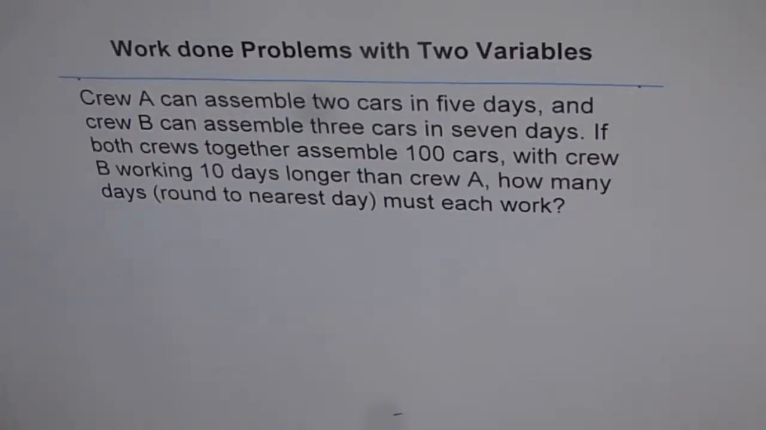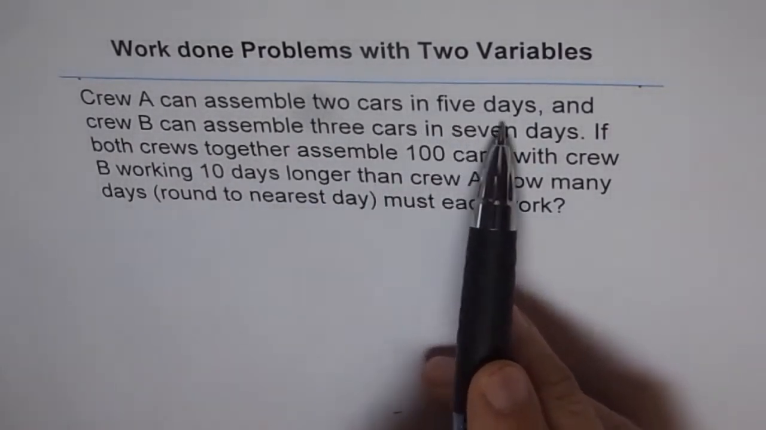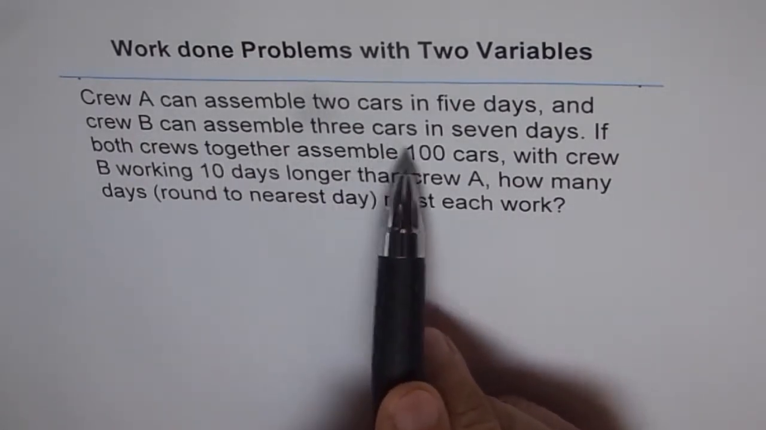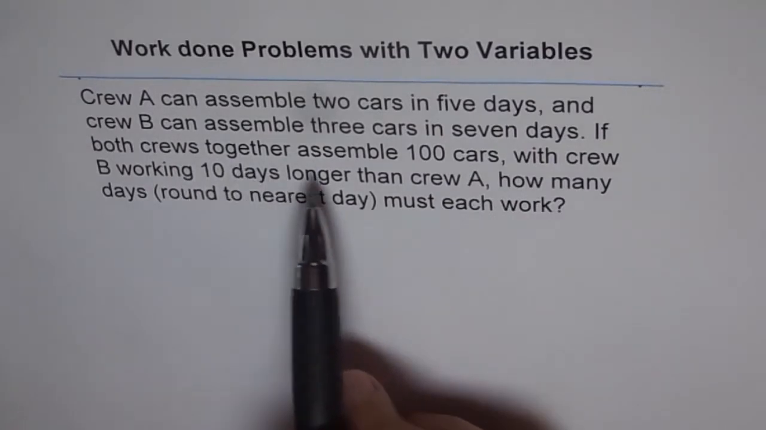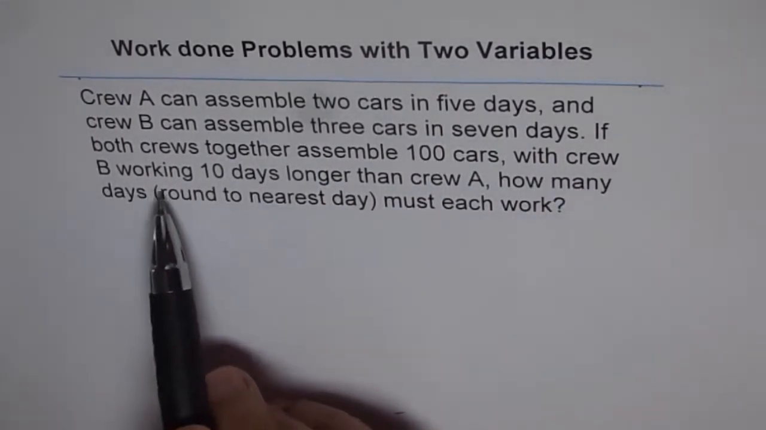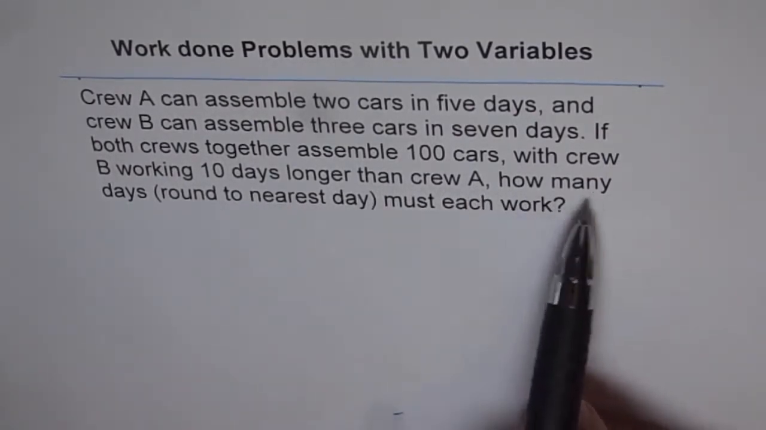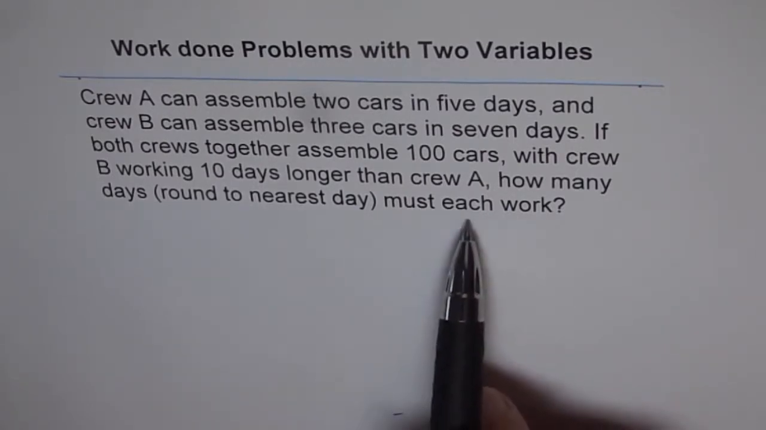Work done problem with two variables. So it says crew A can assemble 2 cars in 5 days and crew B can assemble 3 cars in 7 days. If both crews together assemble 100 cars with crew B working 10 days longer than crew A, how many days, round to nearest day, must each work?